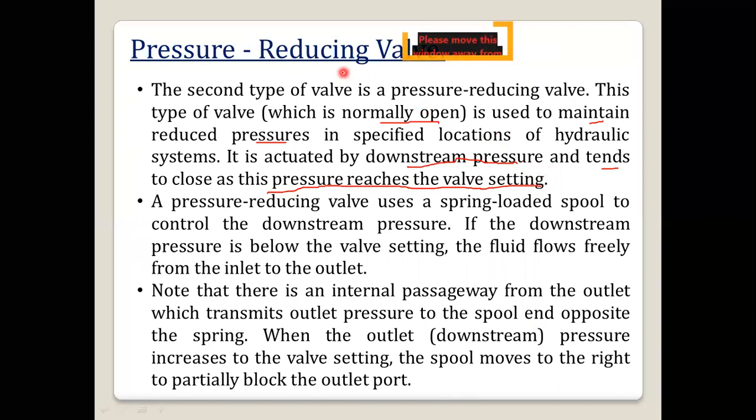But what happens in the pressure reducing valve? The flow will be at the reduced pressure, and whenever the preset valve setting is reached, the pressure reducing valve will get closed. Again, the pressure reducing valve uses a spring loaded spool to control the downstream pressure. Downstream pressure is the main pressure, the pump pressure line from the pump.